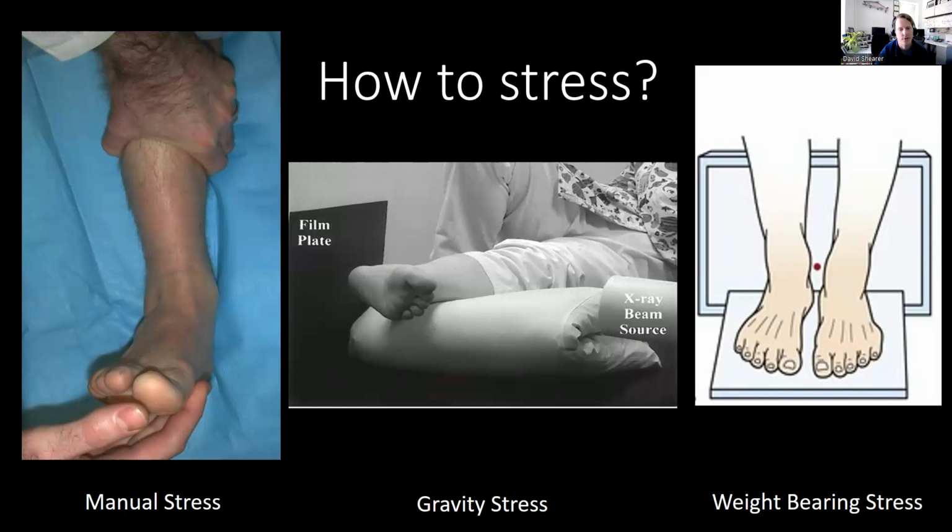There are multiple ways to do this. It's beyond the scope of this talk, but all of these I think are acceptable methods for stressing an ankle. You can manually apply stress either with plain radiography or a fluoroscopy machine if available. You can do gravity stress, which is often the simplest and easiest in the emergency department. Or you can do a weight-bearing stress X-ray if you have that capability. The advantage of this is the physiologic stress; the downside is that many patients can't tolerate weight-bearing after ankle fracture.